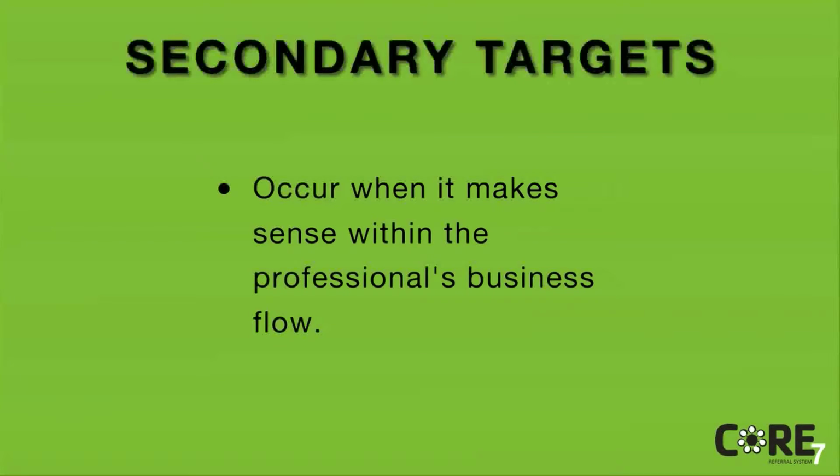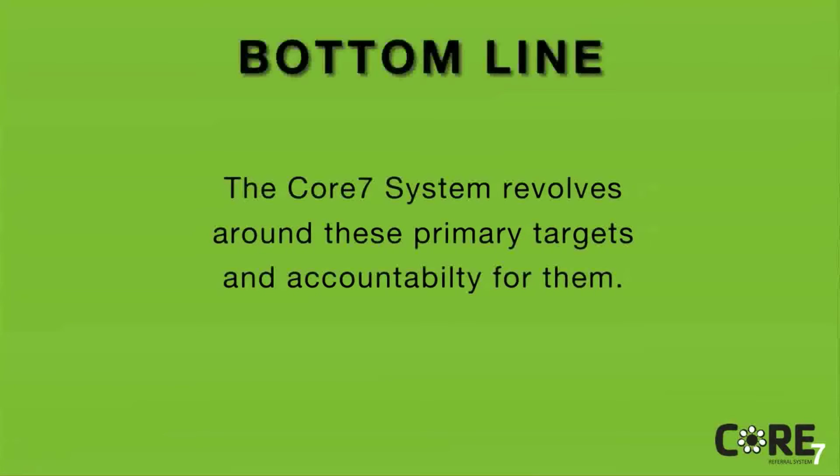But the Core 7 system and the mastermind group meetings don't enforce the secondary targets as closely as the primary targets. The secondary referrals happen more organically, and they just happen naturally in the regular flow of the business. Right. And the system itself is developed around these primary targets, and that's where the real accountability is. Absolutely. That's where the focus and the tracking is.